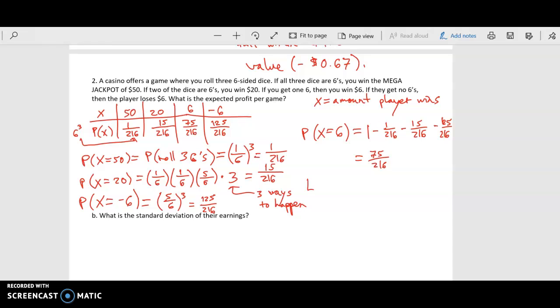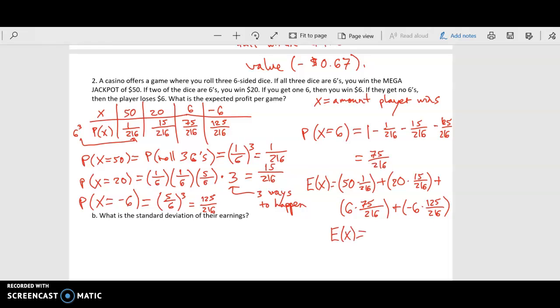We don't have a ton of room here, but we want to find the expected value. So the expected value of X, that's a capital X, is winning $50 times its probability, plus winning $20 times its probability, plus winning $6 times its probability, plus losing $6 times its probability. So that expected value is 0.23.